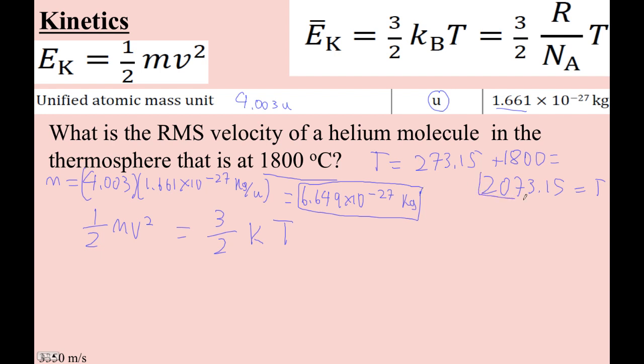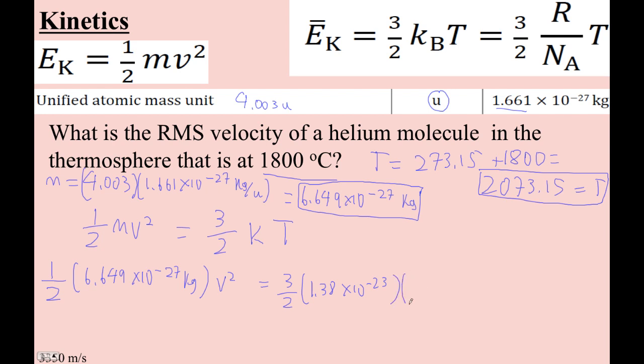All right, so now we've got some things that go in there. I think the only thing we don't really know is what this velocity is. So let's just plug it in. So you go 1/2 times 6.649 times 10 to the minus 27, times the velocity squared that we don't know, is 3/2 Boltzmann's constant, 1.38 times 10 to the minus 23rd, and then our temperature is 2073. All right, so let's see if this works out here.